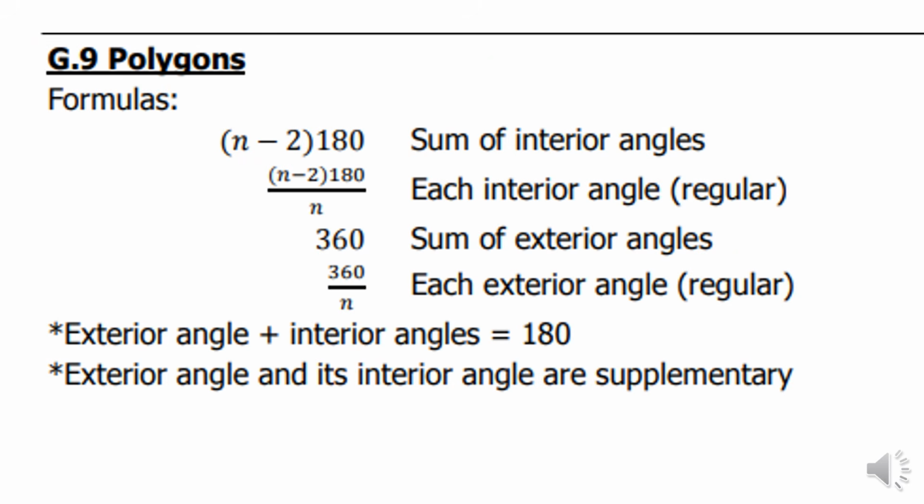So for your polygons, to find the sum of your interior angles, you do the number of sides, which is n minus 2 times 180. If it is a regular polygon, to figure out what each angle measures, you take whatever number you got for the sum and divide that by the number of sides. Your exterior angles always add up to be 360. So to figure out one exterior angle in a regular polygon, you divide 360 by n. And then your interior and exterior angles that are next to each other always add up to be 180. So if you know an exterior angle, you can figure out the interior angle because they are supplementary.